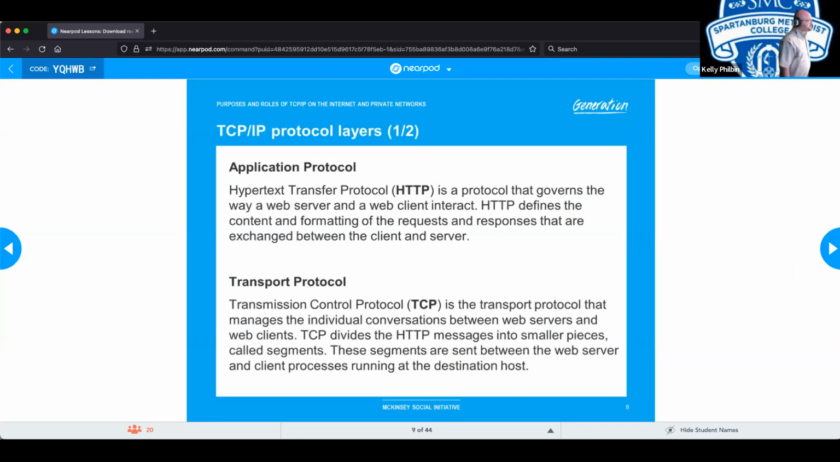All right, application protocols. So HTTP is essentially the main protocol that governs how web servers and clients will interact with each other. Operates off of port 80. HTTP defines the content and formatting of the requests and the responses that are exchanged between the client and the server.